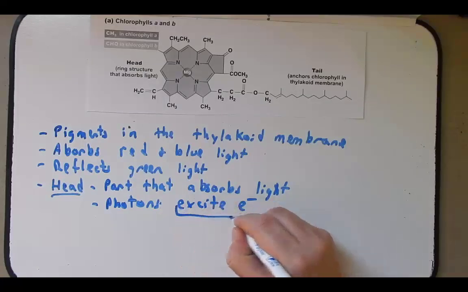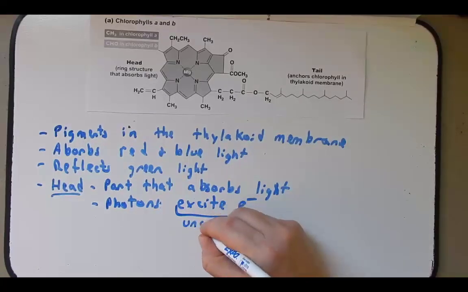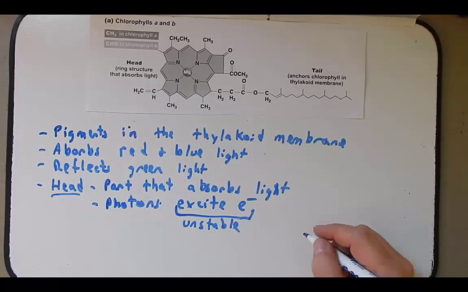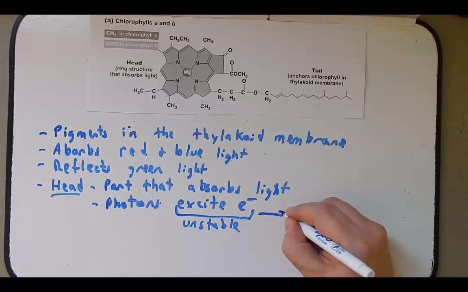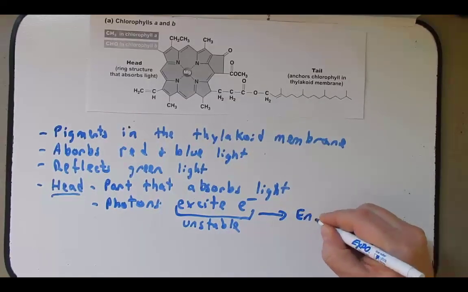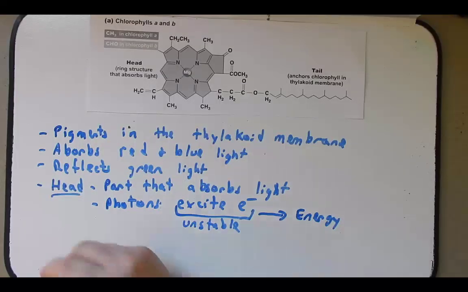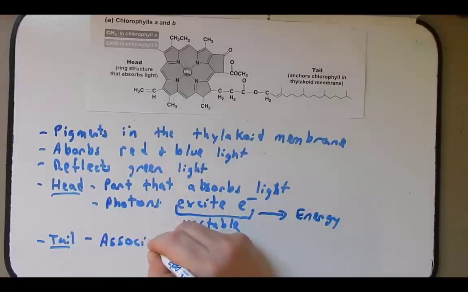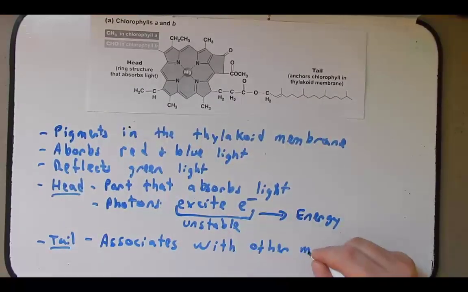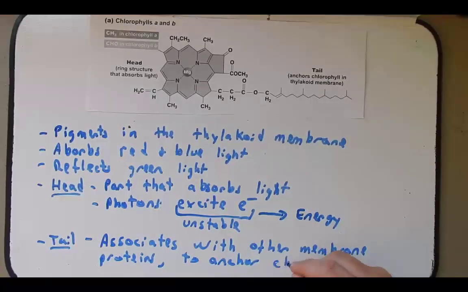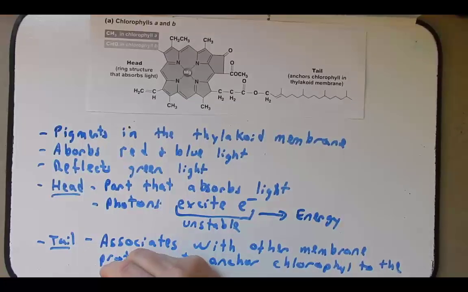These excited electrons are very unstable. Now, excited electrons outside of the cell would generate heat, but inside the cell, as I mentioned before, we're going to harness that into energy. Now I would say something about the tail portion. This tail portion associates with other membrane proteins to anchor chlorophyll to the membrane, more specifically the thylakoid membrane.